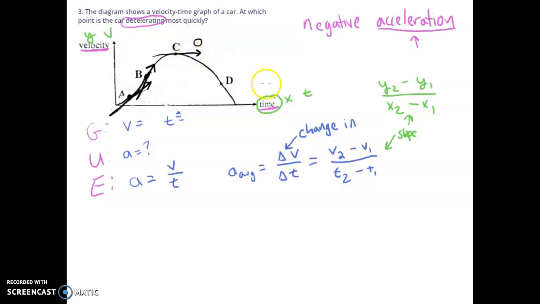It's completely flat. And then finally here, what we should be able to see is as we're going down the hill, right? The steepness is actually negative. And so our answer here must be D. It's actually the only place on this hill where we have negative acceleration. And therefore, of these 4 points, point D is where the car is decelerating most quickly.